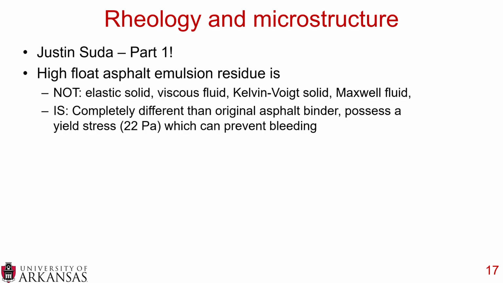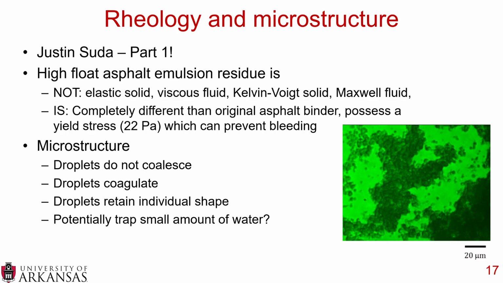And one of the ways that he found is it does possess a yield stress, about 22 pascals, and he feels that this yield stress can help prevent bleeding. He also looked at the microstructure. He found that droplets do not coalesce, they coagulate. This goes back to that gel-shaped structure, and that's because the droplets retain their individual spherical shape. And he believes this could be potentially because it traps a little bit of water.